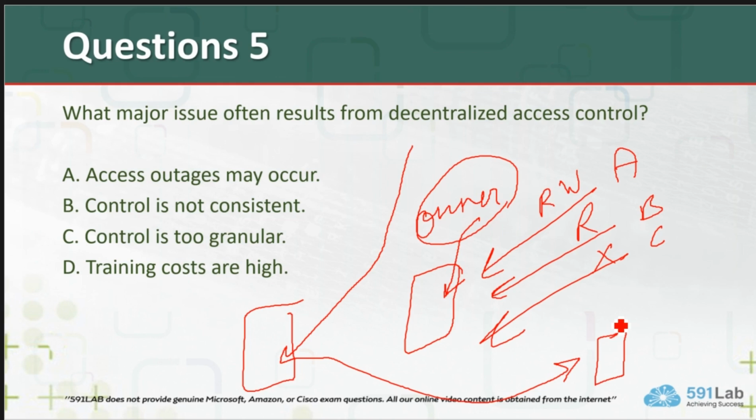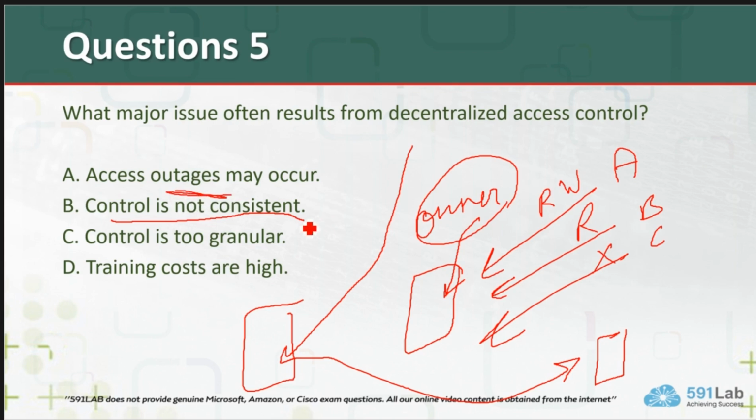Of course, decentralized access control means that each server owner is going to provide different access according to his vision, according to his opinion. It's not something that is consistent across the whole organization. So in this case, the answer is: control is not consistent.